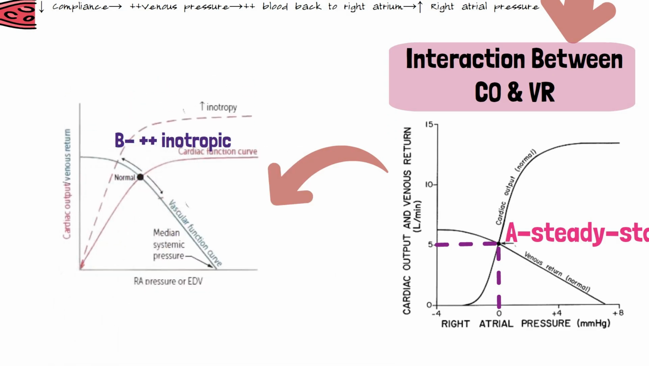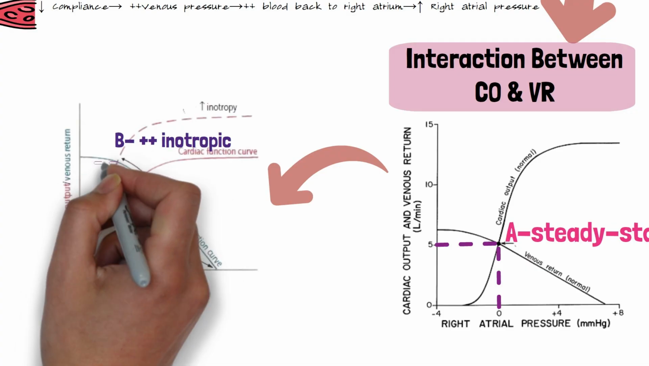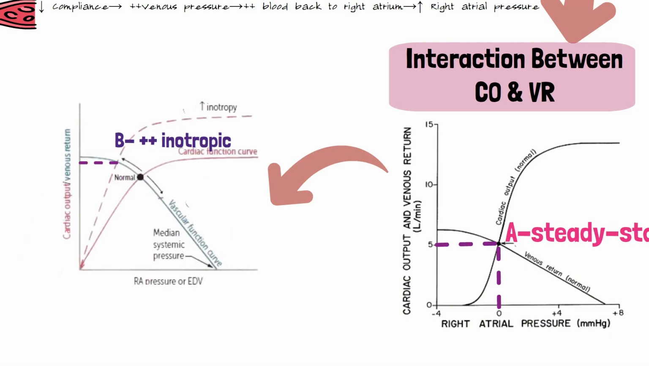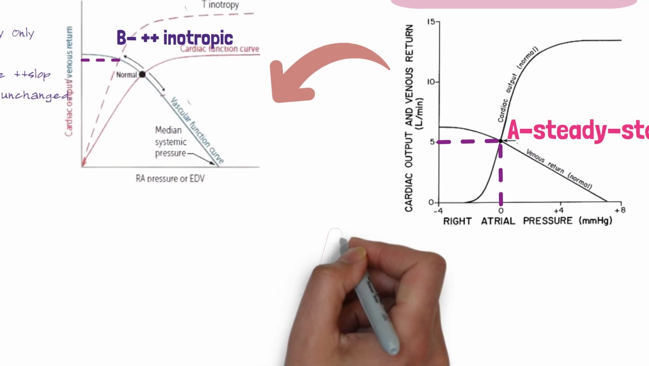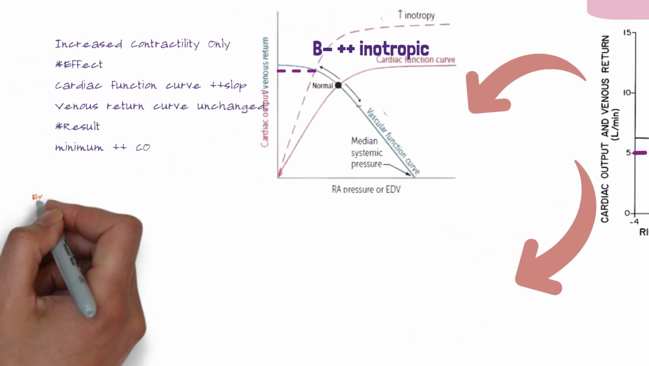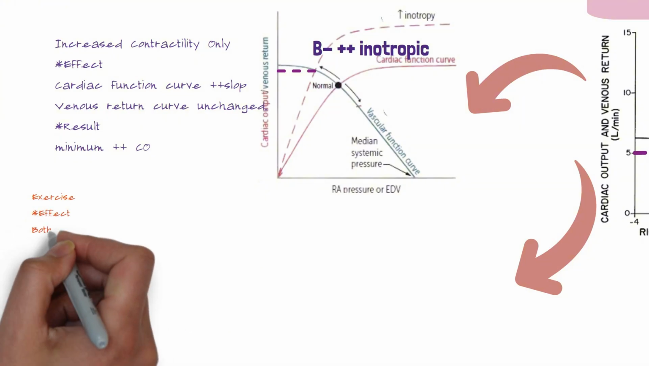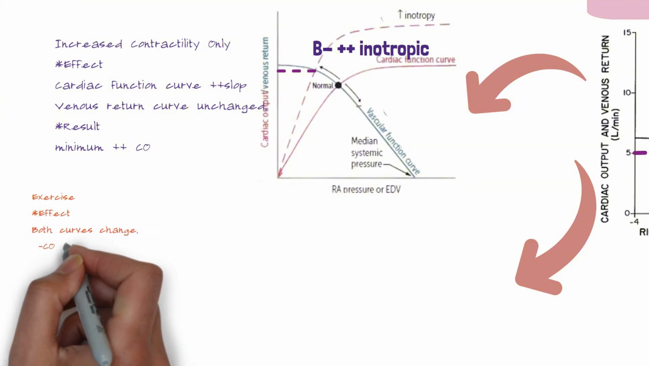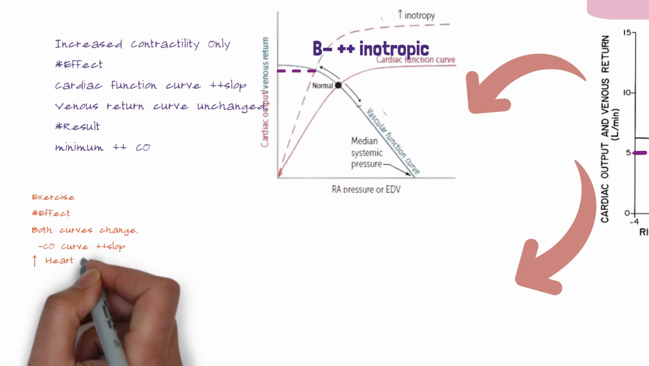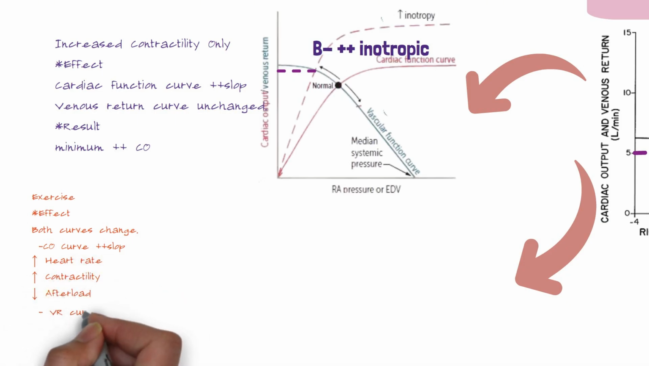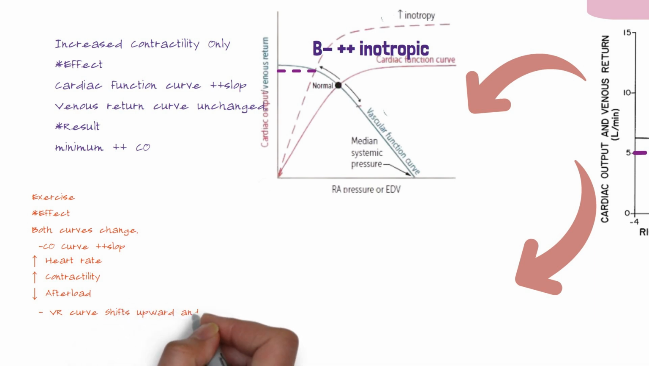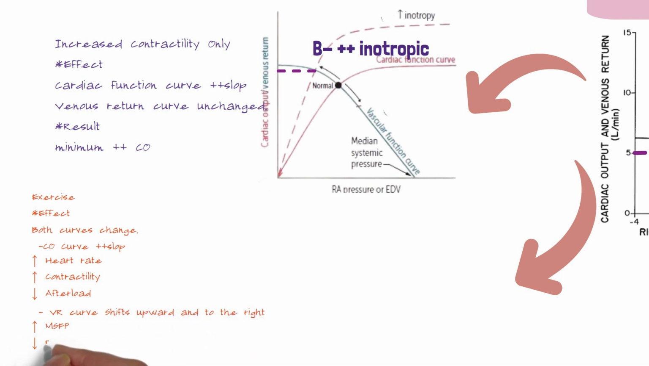Both curves changed simultaneously. The cardiac output slope increased due to increased heart rate and contractility and decreased afterload. The venous return curve shifted up to the right, and this is due to an increase in mean systemic filling pressure, a decrease in the resistance to venous return, and the muscle pumps. So the equilibrium point is C, and here there's an increase in the cardiac output when we compare to the previous curve.